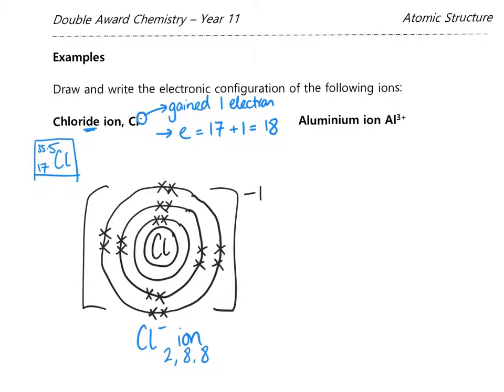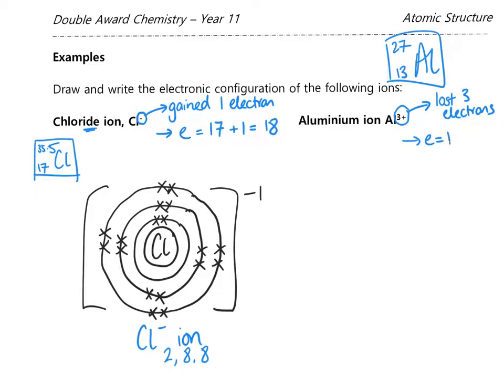Let's look at the aluminium ion. So what has happened to my aluminium? It's got a charge of 3 plus, which must mean that it has lost 3 electrons. What does that mean for the number of electrons in total? Well, aluminium in the periodic table has a relative atomic mass of 27 and an atomic number of 13. So it started with 13, I've lost 3, so I must have 10 electrons now.